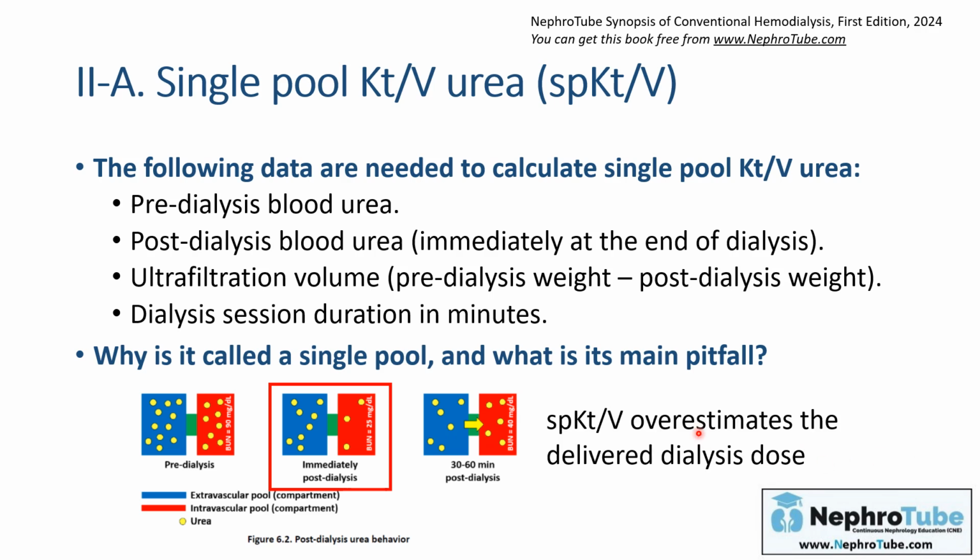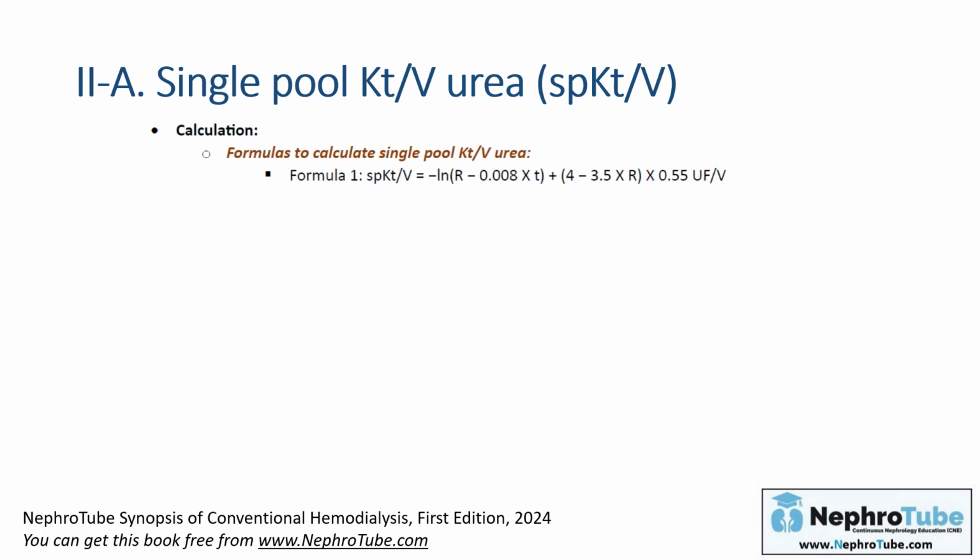That's why this method, single pool KT over V, will overestimate the delivered dialysis dose, because it measures the lowest serum blood urea nitrogen after the dialysis. So it will give you a high adequate dose of hemodialysis. There are multiple equations to calculate single pool KT over V. I will just mention them.